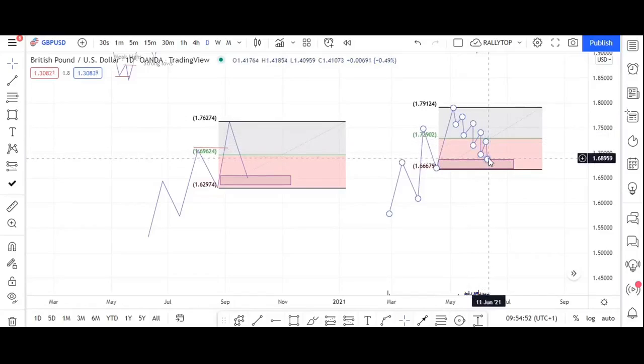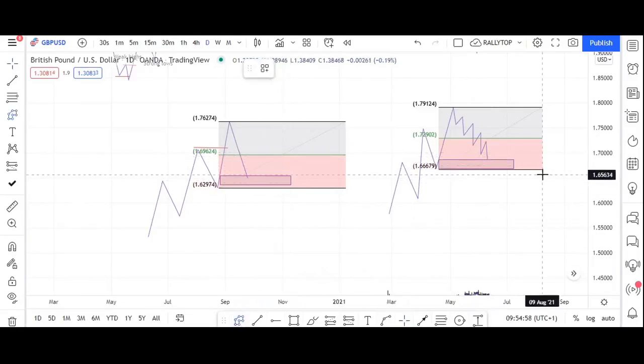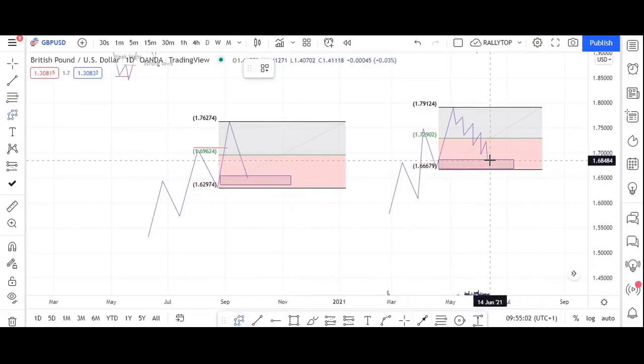What do you want to see from here? This is what you want to see, guys. The same thing that you saw here on your higher time frame is what you want to see here. Now take a look, let me show it to you. You want to see price do something like this.